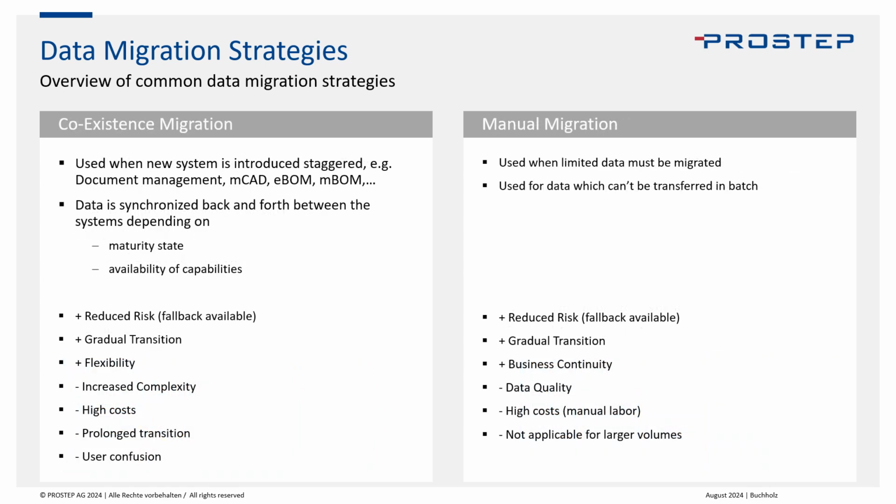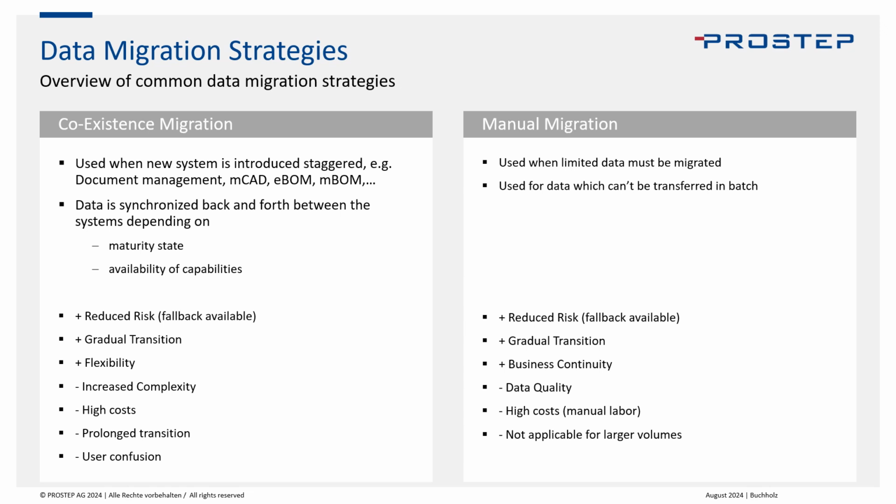Well, then the third migration strategy that you can apply to a migration project is coexistence. Coexistence is usually applied when you're introducing a completely new PLM environment, capability by capability. So for example, you first want to use a new PLM system for document management. And then you will enable MCAD. And afterwards, you want to go for EBOM, for MBOM, and so on.